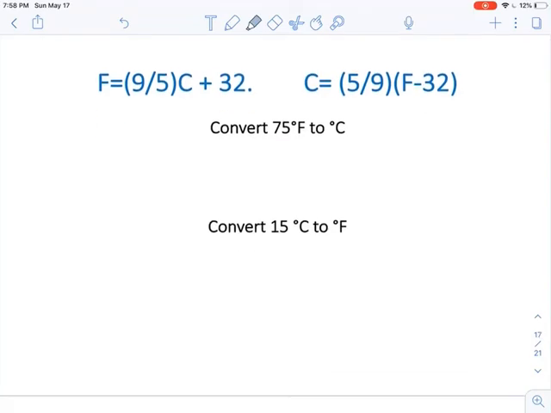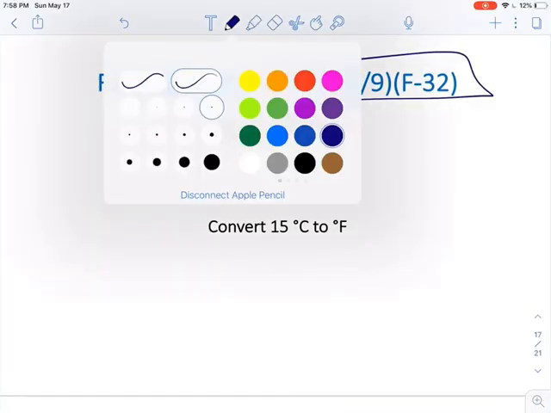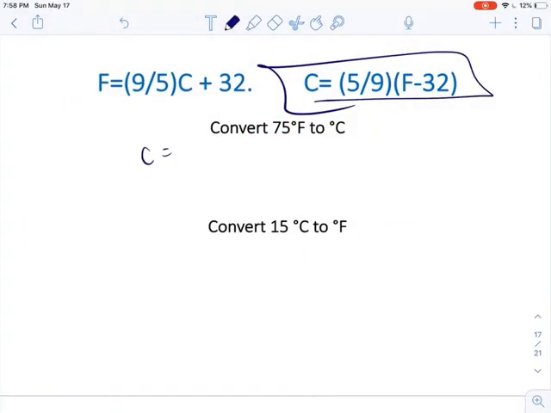We're now going to take some time to do some practice using our formulas to convert from Fahrenheit to Celsius and Celsius to Fahrenheit. So if we wanted to convert 75 degrees Fahrenheit to Celsius, we have Fahrenheit and want to find Celsius. We're going to use the equation on the right. I think it's always easier to rewrite our equation to start with. So C equals 5/9 (F minus 32). So I plug in 75 degrees Fahrenheit for where it says F.